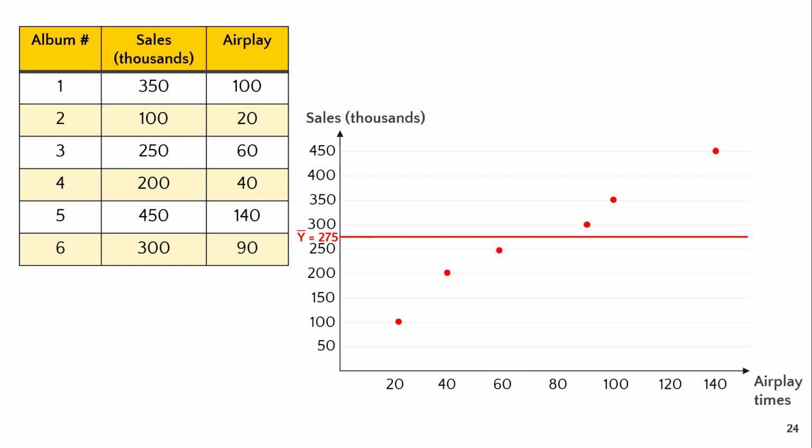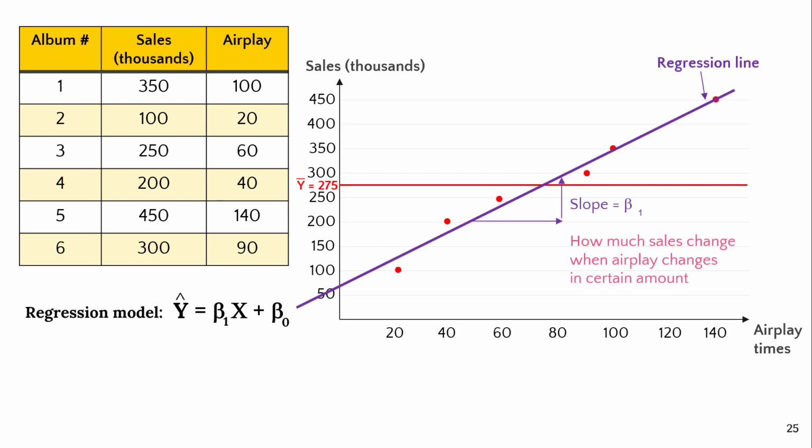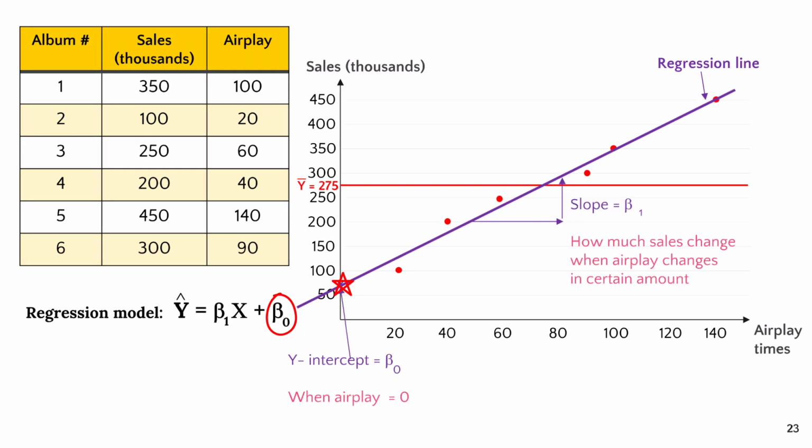Now suppose we create a regression model y hat equals beta sub 1 times x plus beta sub 0, and get the regression line like this. Beta sub 1 is the slope of the regression model. It tells us how much sales will change when airplay changes by a certain amount. Beta sub 0 is the y-intercept, and it tells us where the regression line crosses the y-axis. This will happen when airplay is 0. That means it is a point that shows the number of albums sold when a radio station doesn't play any song in the album at all.